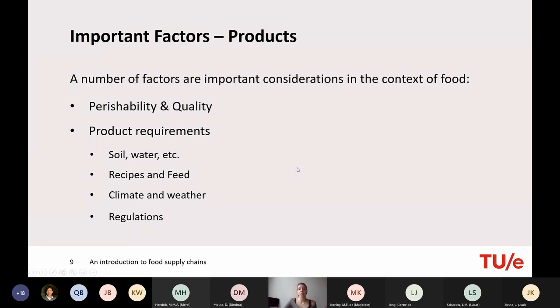Then there are climate and weather conditions that are important to consider within the context of food, because a lot of it is agricultural products, and these products grow with external inputs from the sun and water and rain. And then again, there are regulations with regards to products that they have to meet certain requirements. That may be quality standards, but it may also be other nutritional standards, or you are not allowed to use certain fertilizers or so on, depending on the country or the customer that you may have.